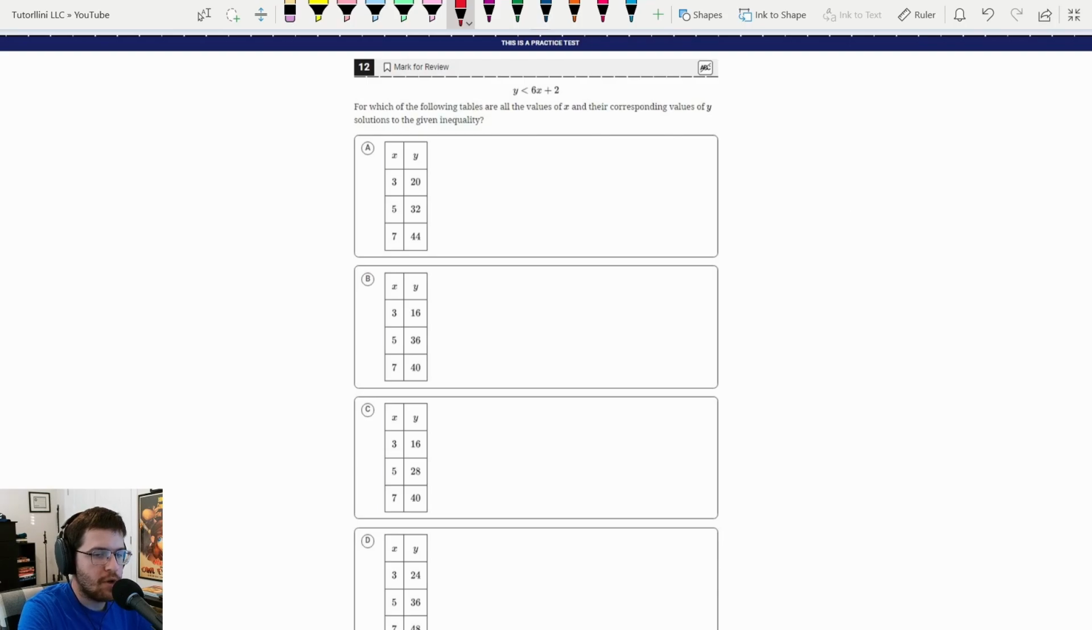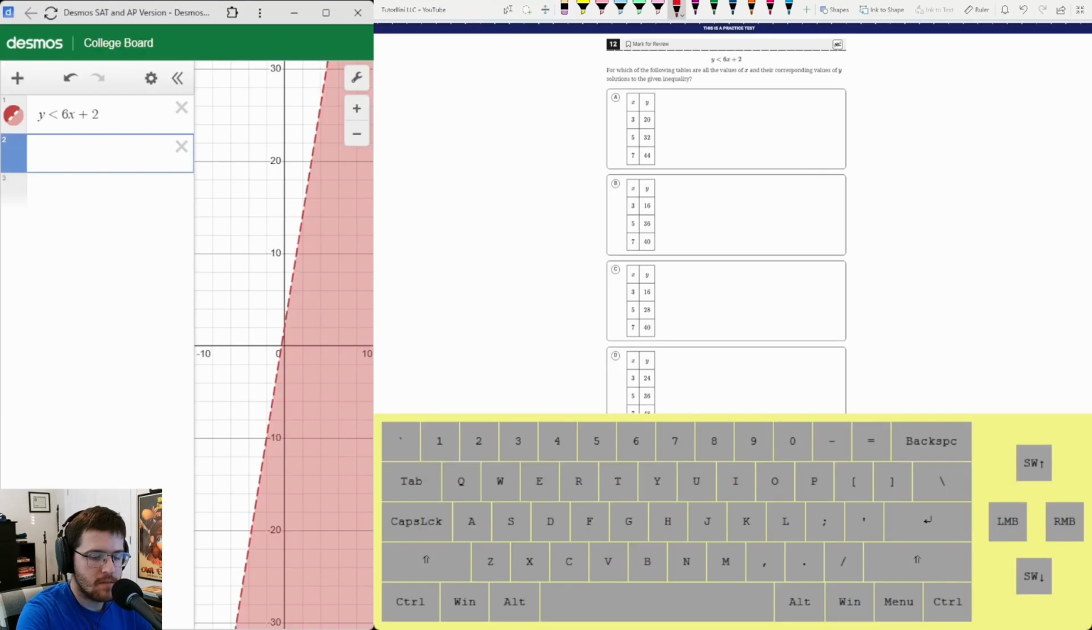Okay, question 12. So I think this is going to be far easier to do using guess and check on Desmos. So let's go do that. Okay, so I got the inequality typed in. Now I'm going to make a table. 3, 5, 7. They're all 3, 5, 7. That's convenient. And this one is 20, 32, and 44.